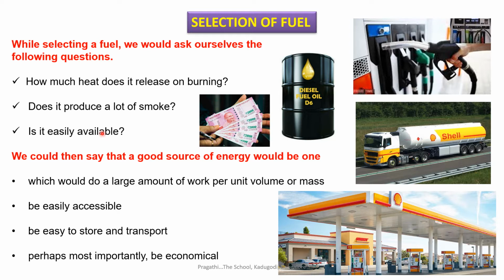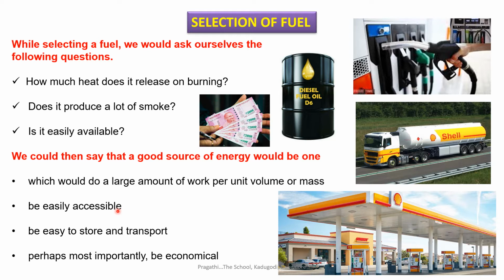If we say it is 100 rupees, 80 rupees, then we can afford it. If it is 2000 rupees, we cannot afford it. We could then say that a good source of energy would be one which would do a large amount of work per unit volume or mass. It should do a lot of work. It should be easily accessible. That means we should get it.